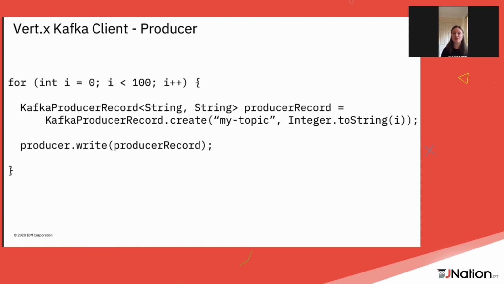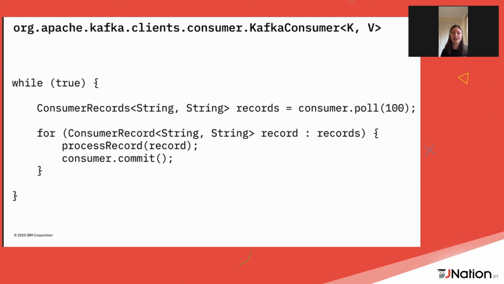But it was the consumer side that we saw the most benefits in terms of switching to this more reactive style, and we felt that fit better. If we look at what a consumer looks like normally, this is the example that we have again in the docs. We've got a while true loop, and we're basically polling for new records. And then once we've got a set of records back, we loop over every record, process them, and then do the commit, because of course we want to be resilient. So we want to process it and then do the commit manually.